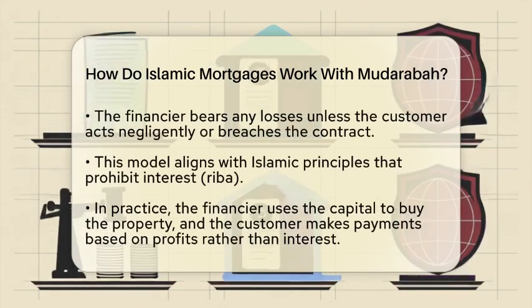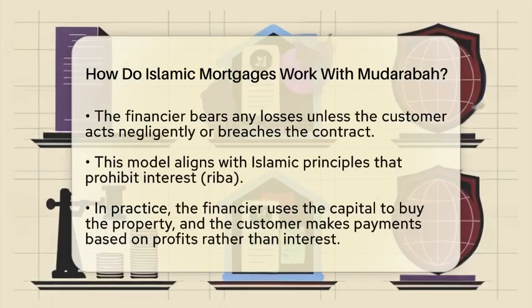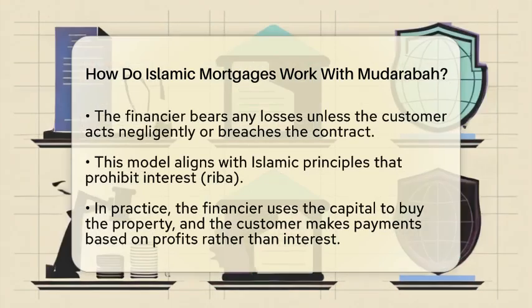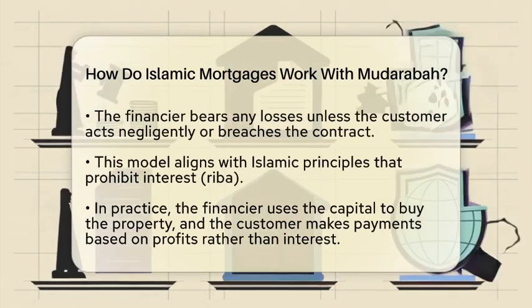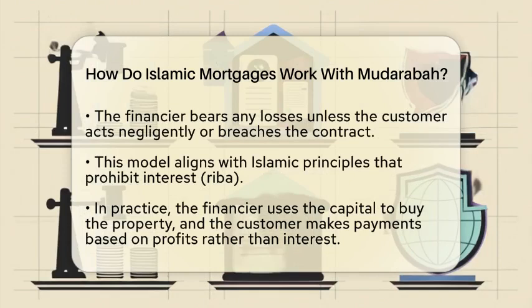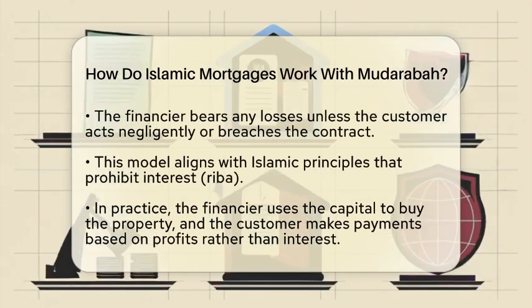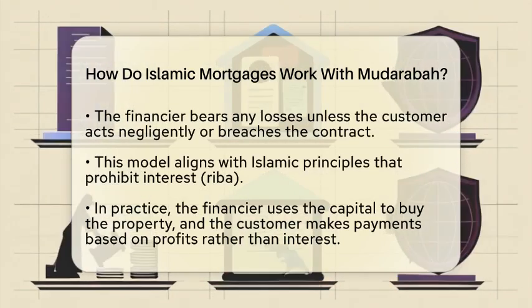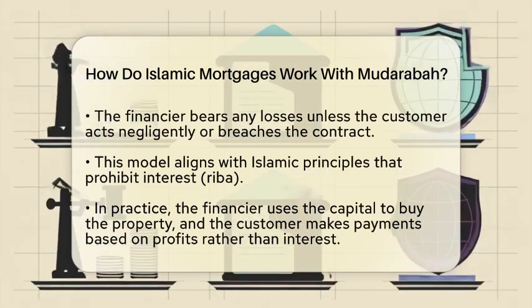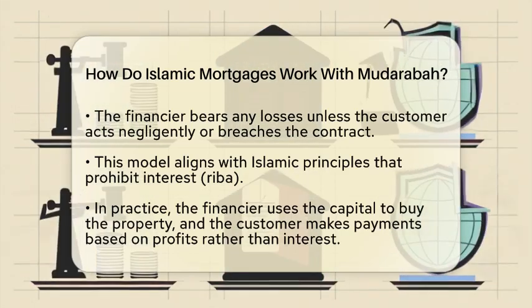If there are losses, the financier bears them unless the customer acts negligently or violates the contract terms. This risk-sharing approach aligns with Islamic principles that prohibit interest, known as riba. Now, how does this work in practice? The financier uses the capital to purchase the property.